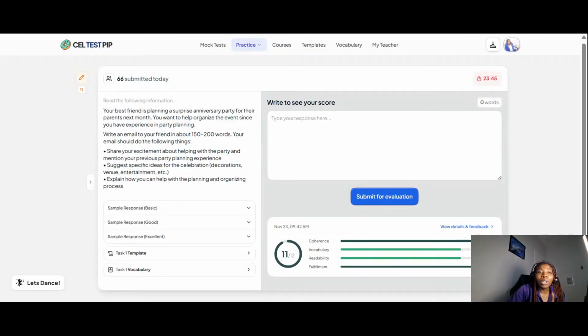Yeah, so anyways, you will like the person, because based on the background story, if somebody is throwing a surprise birthday, of course the person is being thoughtful. So you will have to state, oh, it's very thoughtful of you, and share your excitement first. Make sure you capture whatever is in your bullet point. What is in your bullet point? Help with the party, and share this one: helping with the party and mention your previous party planning experience.